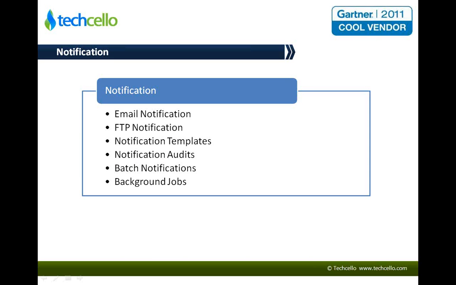I think we covered the security encryption. Coming back to notifications, you will definitely have a need in your system to send out notifications like emails, files, and so on. So your notification engine should support multiple kinds of notifications. Could be email, could be FTP. Sometimes you even need SMS support and so on.